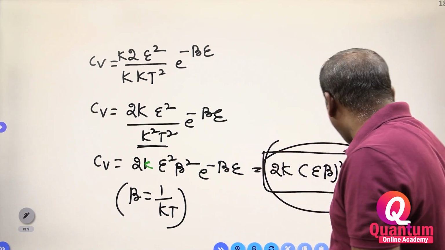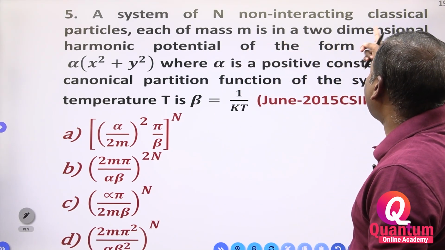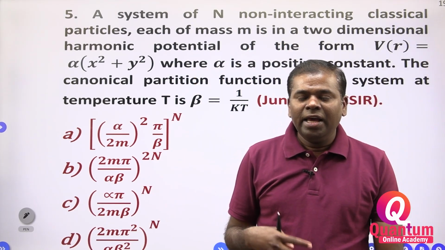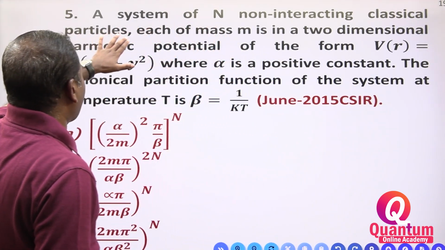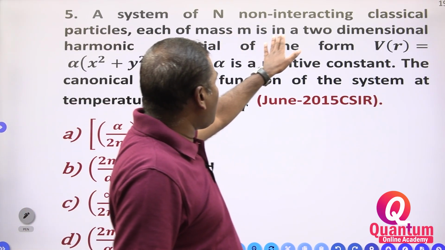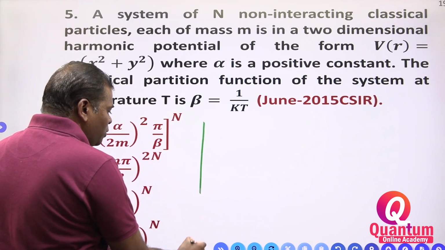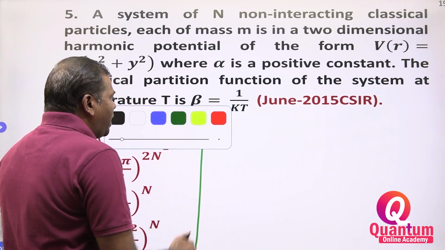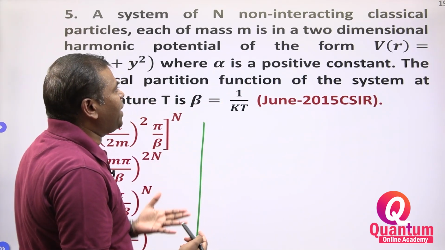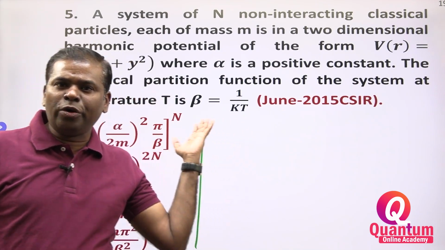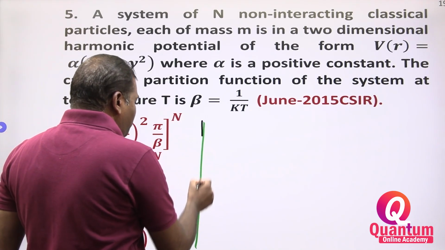Now we will see one more type of question. A system of n non-interacting classical particles, each of mass m, in a two-dimensional harmonic potential. This is also a very important area of questions. Questions like these you will get in competitive examinations. You are unable to do such questions without coaching. These are very complicated types of questions.